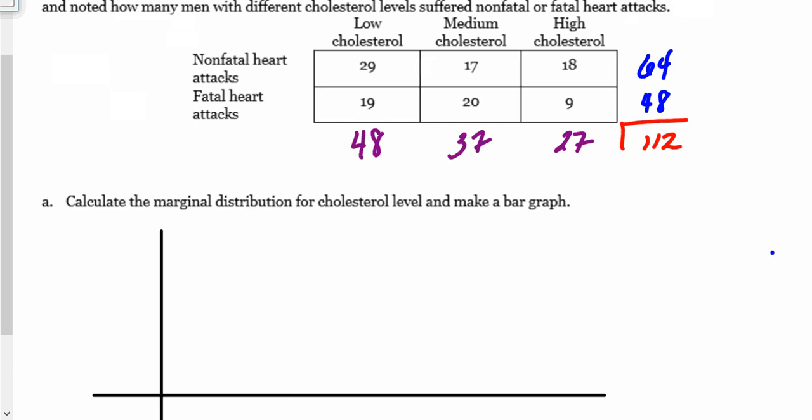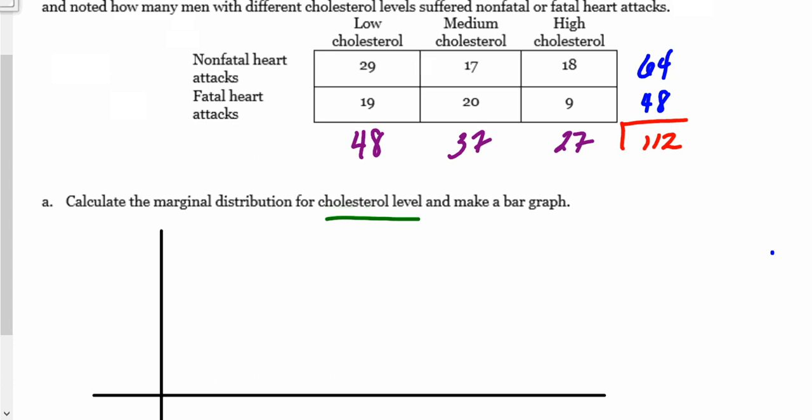So I just did a little magical math there, and I totaled each of the columns and the rows. Now the rows I'm not especially going to be using in this particular problem, because this question asks about the marginal distribution for cholesterol level, and cholesterol level are my column totals, right? So I'm going to be using cholesterol level. I did total up the rows just to check my arithmetic. I wanted to make sure that the grand total was indeed 112, so I could check that math more than one way. So that's why I did that calculation, even though I don't strictly need it.